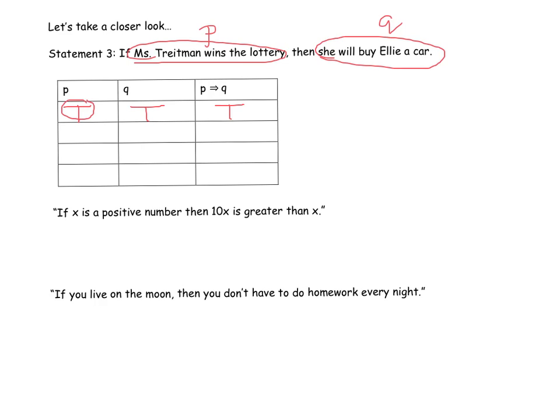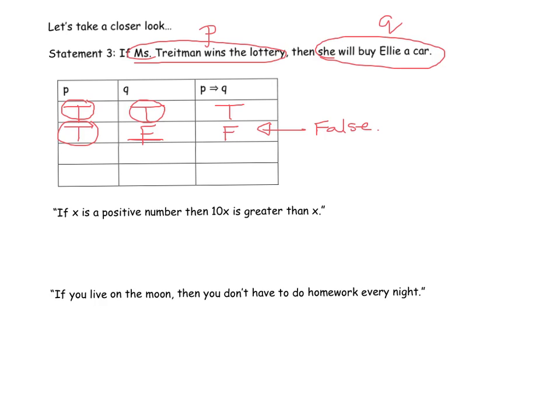Well, if she wins the lottery and she buys Ellie a car, then the conditional statement is true, right? We have the hypothesis being met. We have the conclusion being met. So as long as Miss Trautman wins the lottery and buys Ellie a car, we would say that that statement is true. Well, what about if Miss Trautman wins the lottery, but then she doesn't buy Ellie a car? Well, that's no good. That would make me a liar, right? That is no good. So here, if I actually win the lottery, but I don't buy Ellie a car, this is what would make that statement false. And in fact, this is the only way to make this statement false.